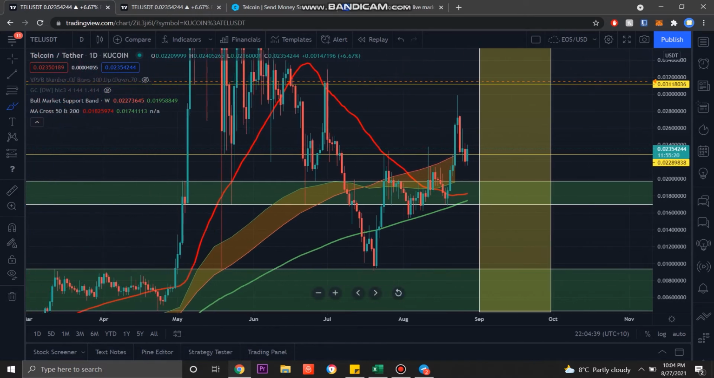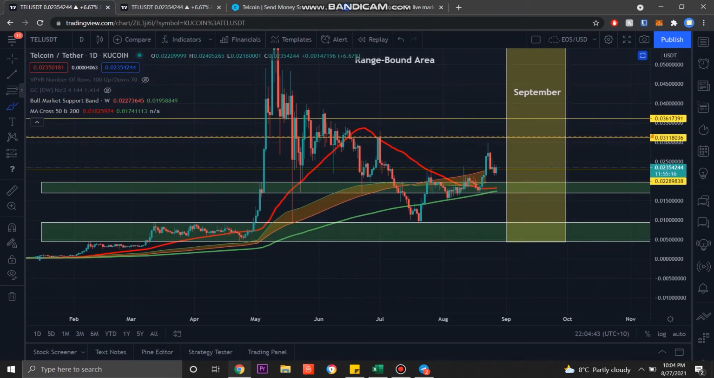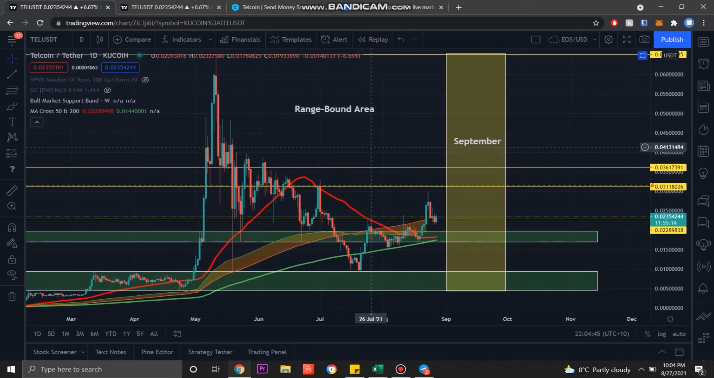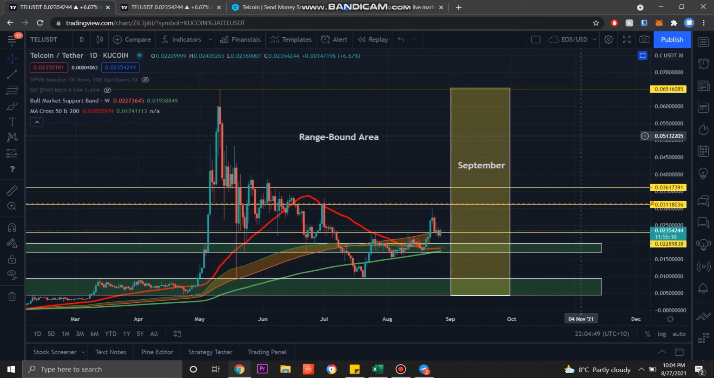What am I seeing for the future in Telcoin on this chart? Well, I can see that immediately in September, which is this yellow box that I've outlined here, we could be looking for a bit of a corrective month. And why do I say that? Well, I say that because in the crypto market, September is the most bearish month in crypto, historically speaking. How do things like this occur?